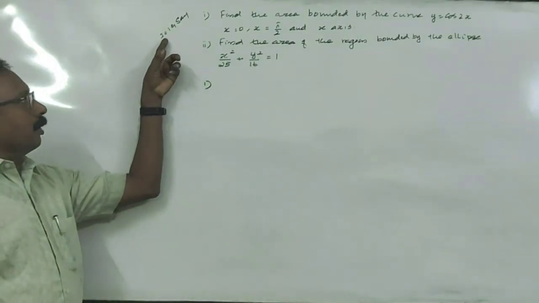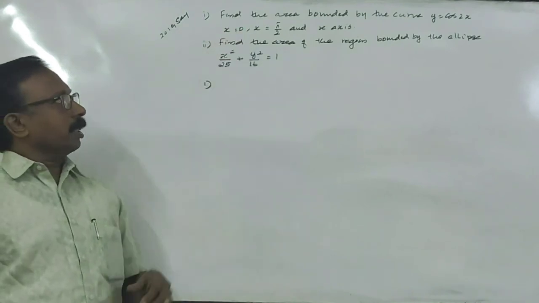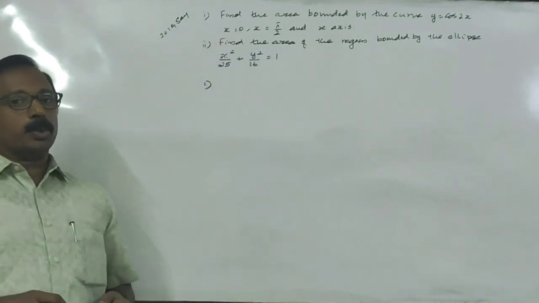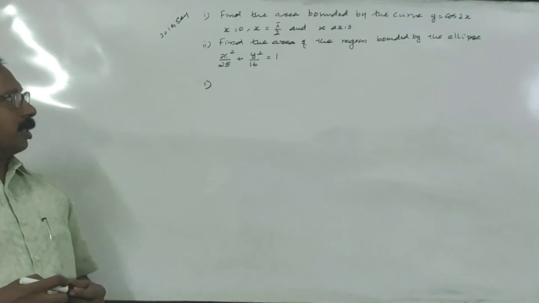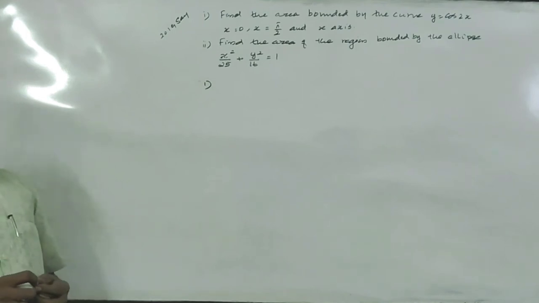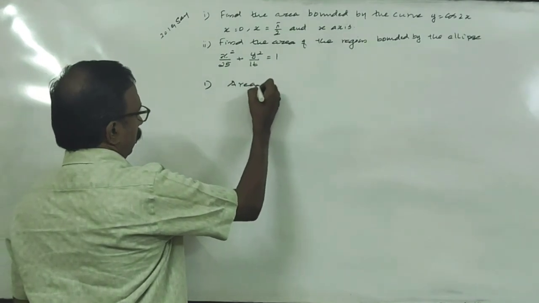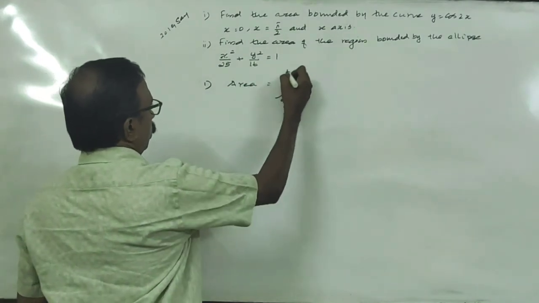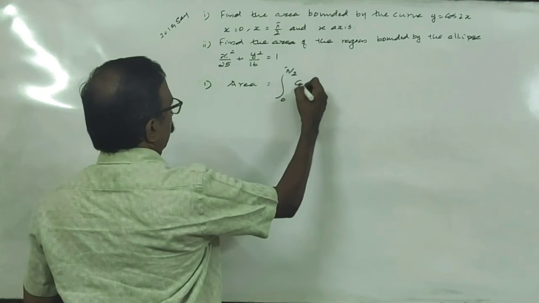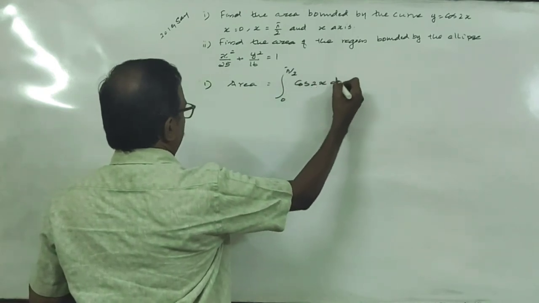In 2019, the first question is: find the area bounded by the curve y is equal to cos 2x, x is equal to 0 and x is equal to pi by 2, and the x axis. Area is equal to integral 0 to pi by 2 of cos 2x dx.